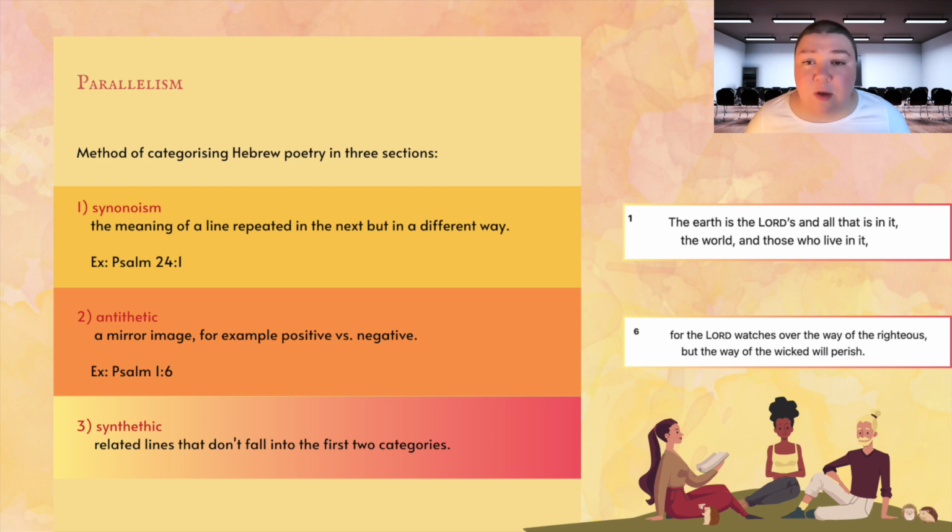The earth is the Lord's and all that is in it, the world and those who live in it. The second type, antithetic, which is a mirror image, for example, positive versus negative. An example is in Psalm 1:6. For the Lord watches over the way of the righteous, but the way of the wicked will perish. And finally, synthetic, which is related lines that don't fall into the first 2 categories.